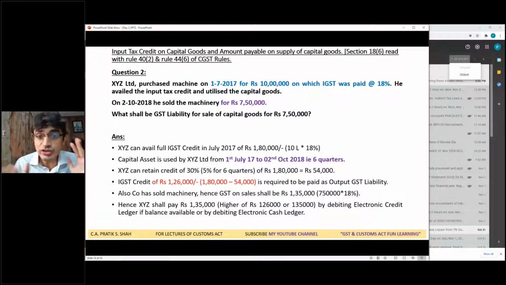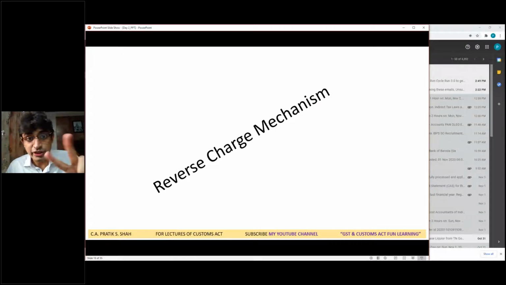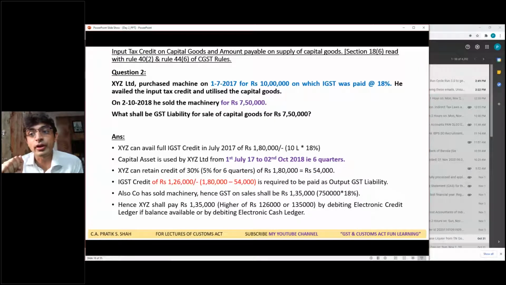So now you realize how to solve when it is capital goods. You have understood two type of sums. One IG, CG, SG, which one to offset, and second this one, capital goods. These notes also I will share with you. Don't worry. No, there are not 5 quarters. There are 6 quarters. Check it properly. There are 6 quarters because 2 days of October will also be counted as 1 quarter.